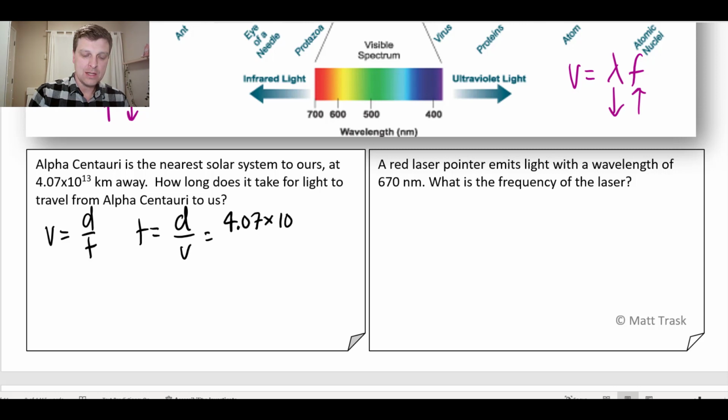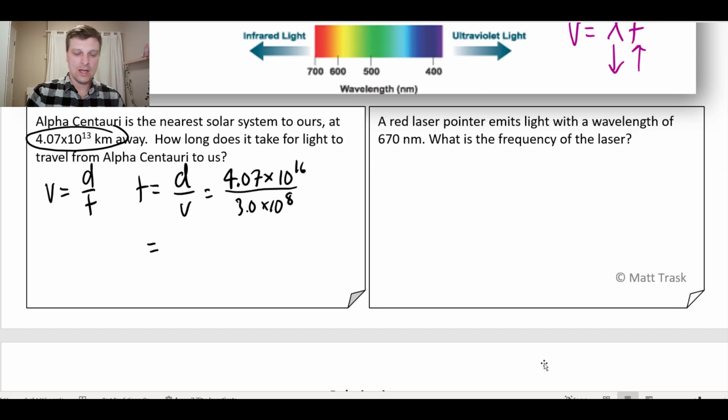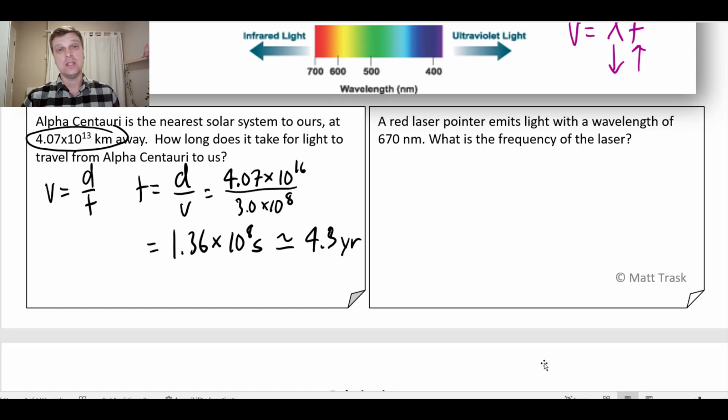Be careful here, it's times 10 to the 16 because this is in kilometers, so I need 1,000 times more to get into meters. And I'm going to divide that by the speed of light, which is 3.0 times 10 to the 8 meters per second. Now this time works out to be about 1.36 times 10 to the 8 seconds, which is kind of hard to picture in seconds, but if you work out the math, that's about 4.3 years, which is to say that Alpha Centauri is 4.3 light years away, that if we wanted to send a message there, it would take light, the fastest thing in our universe, still over 4 years just to get there.